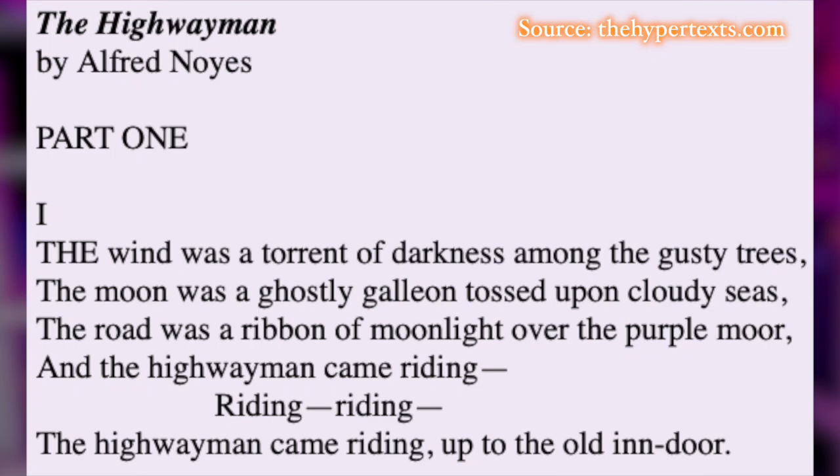The wind was a torrent of darkness among the gusty trees. The moon was a ghostly galleon tossed upon cloudy seas. The road was a ribbon of moonlight over the purple moor, and the highwayman came riding, riding, riding. The highwayman came riding up to the old inn door.